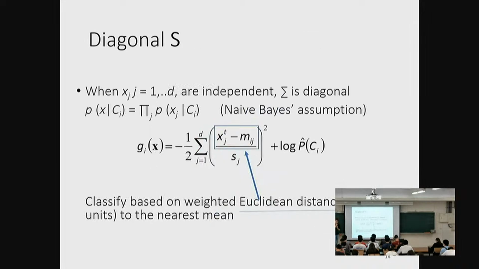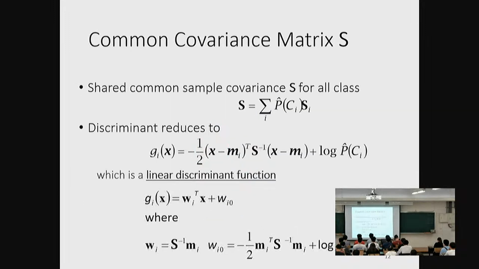Now we can make additional assumptions. If you assume xj, where j indicates which features they are, if you assume all the features are independent, again, how? You don't know, you just assume. Assume all the features are independent. Then your covariance matrix now becomes a diagonal matrix.